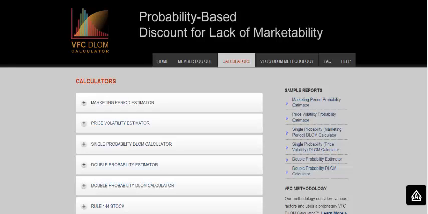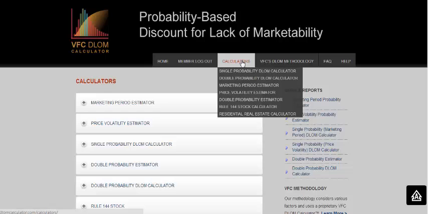In this segment, I will demonstrate the double probability DLOM calculator. I'm already logged in, but you will need to register and have an active subscription to make any calculations. First, let's select our calculator. We do that by hovering our cursor over the Calculators tab in the horizontal navigation, and for this example, select Double Probability DLOM Calculator.